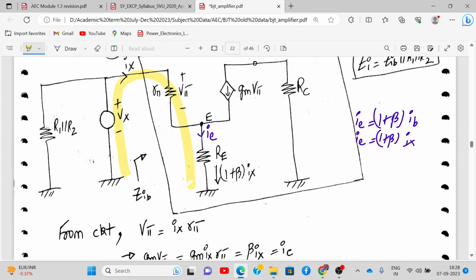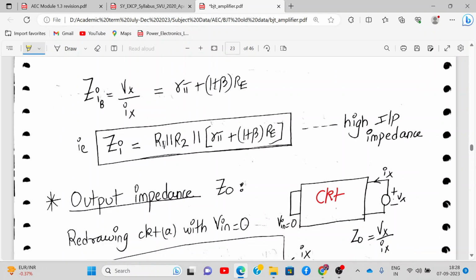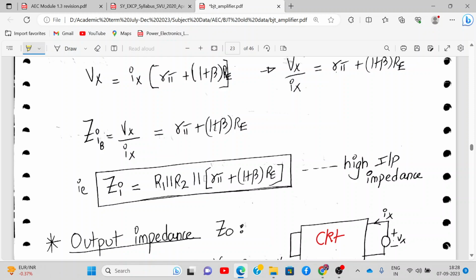But our actual resistance will be R1 parallel to R2 also. So that's why total input impedance will be R1 parallel to R2 parallel to ZIB, where ZIB is R pi plus 1 plus beta times Re. So here we get a high value of input impedance.